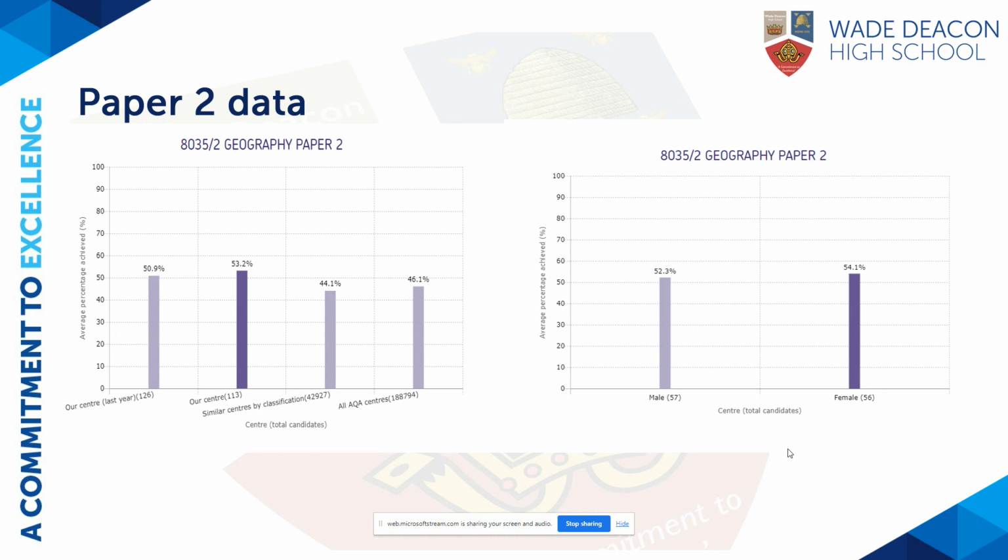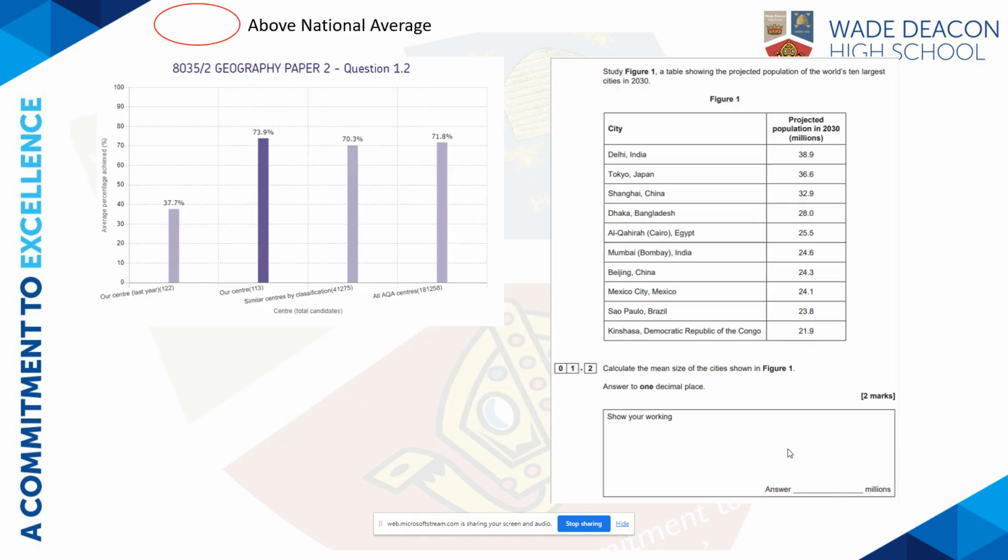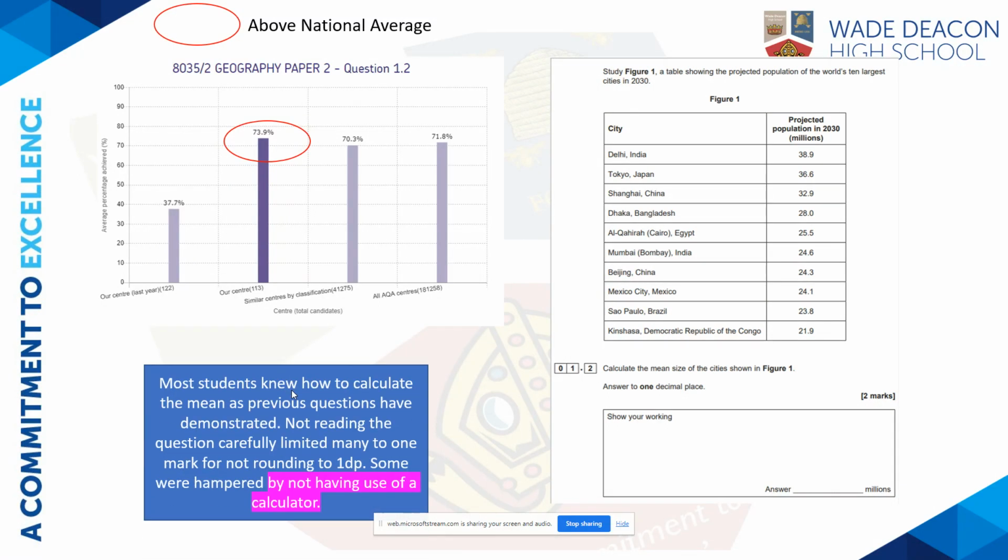I found some of the questions in paper 2 accessible. The circle on the top represents above national average. You can see from the grade here, we've got question 1.2. I won't do all the questions in paper 2, just some of them. Most students knew how to calculate the mean, as previous questions have demonstrated. Not reading the question carefully limited many to 1 mark, not rounding up to 1. Some were hampered by not having use of a calculator. The small things we can fix quite easily.